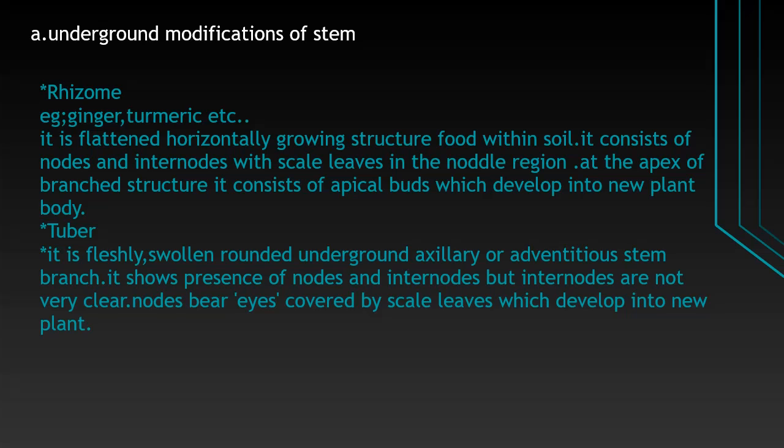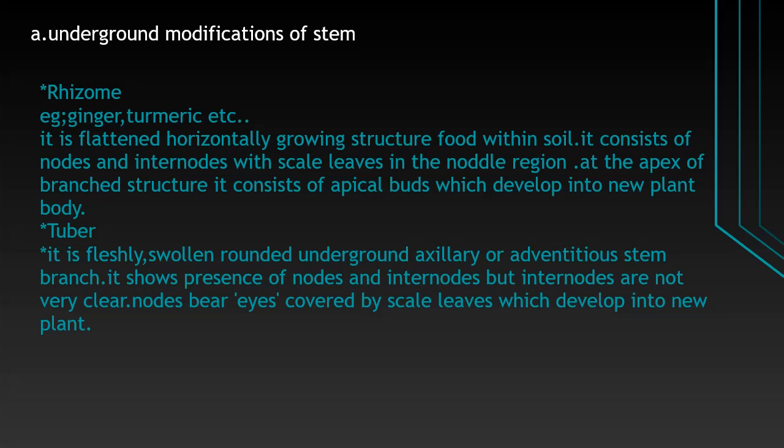It consists of nodes and internodes with scale leaves, which are scaly structures in the nodal region. At the apex of the branch structure, it consists of apical buds which develop into a new plant body. So a rhizome is a flattened, horizontally growing structure within the soil. It consists of nodes, internodes with scale leaves in the nodal region. At the apex of the branch structure, it has apical buds which can develop into a new plant body.